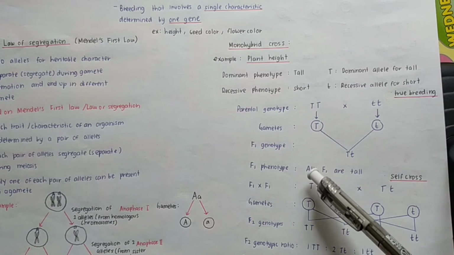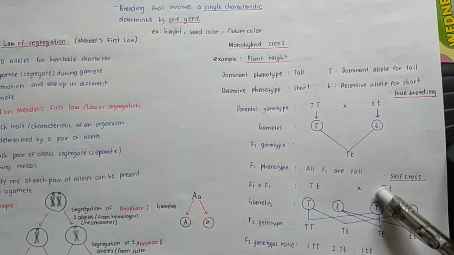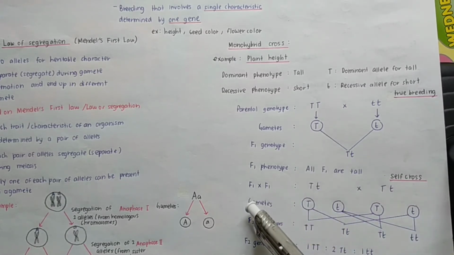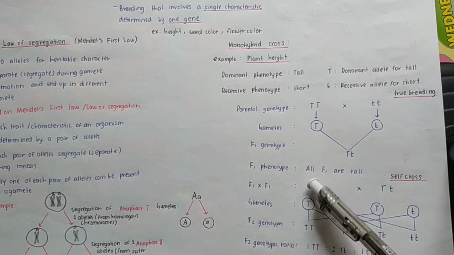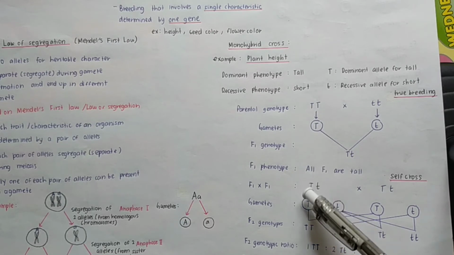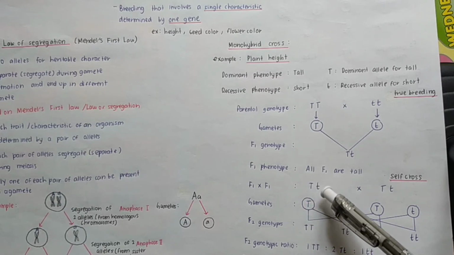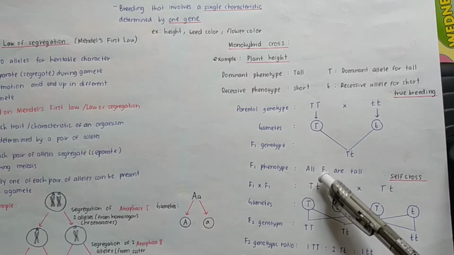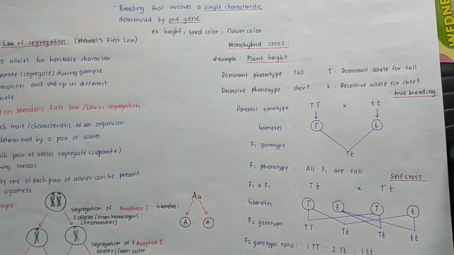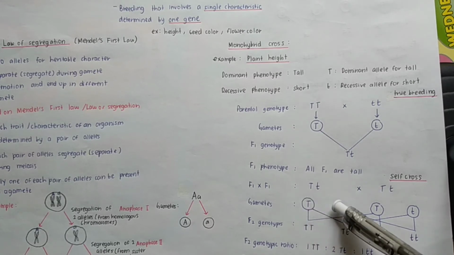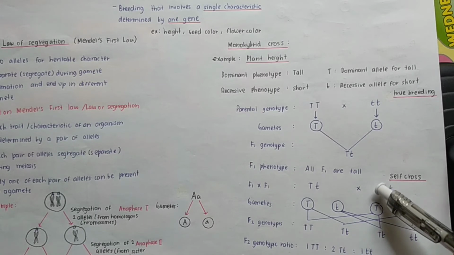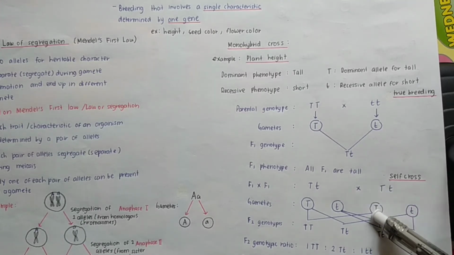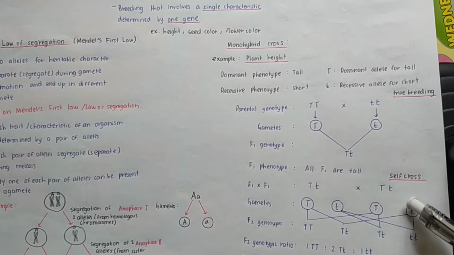Okay, and then just copy: capital T, small t, cross with capital T, small t. Okay, and then gametes. If you look here, since the parent has capital T and also small t, both of these two alleles will be separated, if we refer to Mendel's first law. So the first gamete will be capital T, the second gamete will be small t. Same for the second parent. So it will have gametes with capital T, and the other gametes with small t.